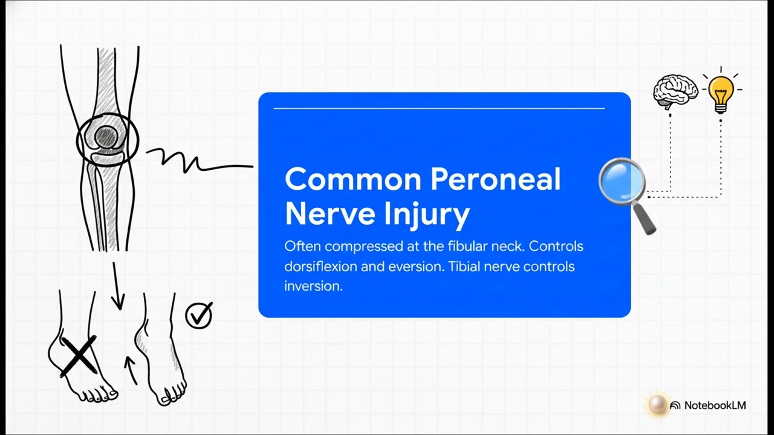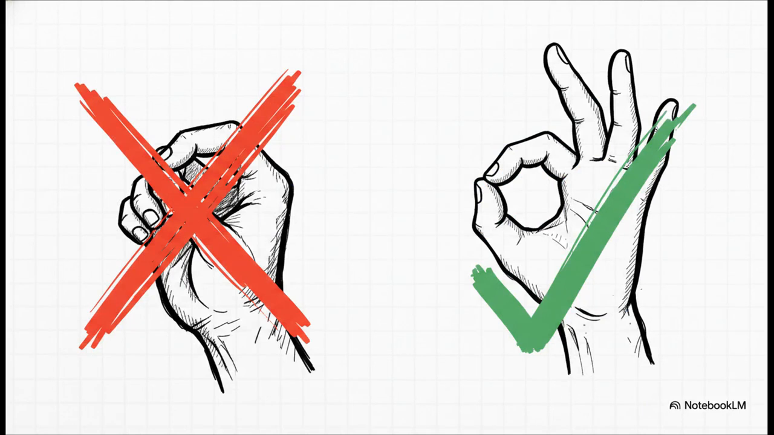So here's your clinical pearl. Foot drop with weak dorsiflexion and eversion, but totally normal inversion, that points you straight to the common peroneal nerve. Okay, let's move from the foot up to the hand for our next puzzle. A patient comes in and says, "Doc, I just can't pinch things tightly between my thumb and my index finger." But when you ask them to make an okay sign, they can make a perfect little circle with those exact same fingers. It's a really subtle clue, but it's super specific.